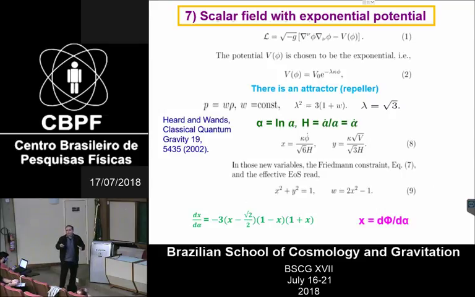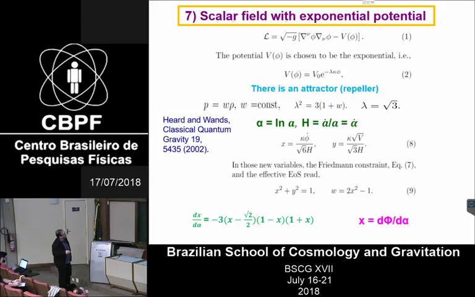Now, as I want a pressureless contraction, I make the choice that this lambda is square root of 3, just to have this attractor or repeller part of the solutions with w equals 0, because then I will have a scaling solution. So this is my assumption here. Now, alpha is log of a, and I define these quantities x and y in this way.